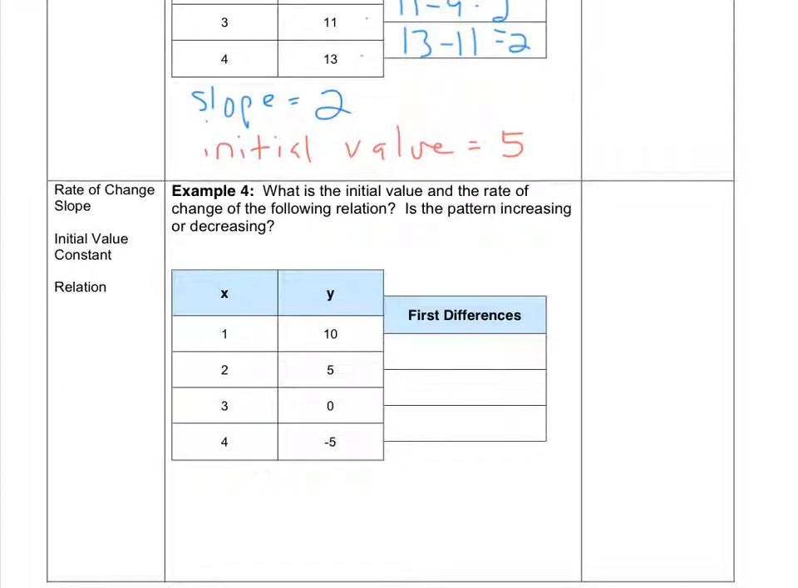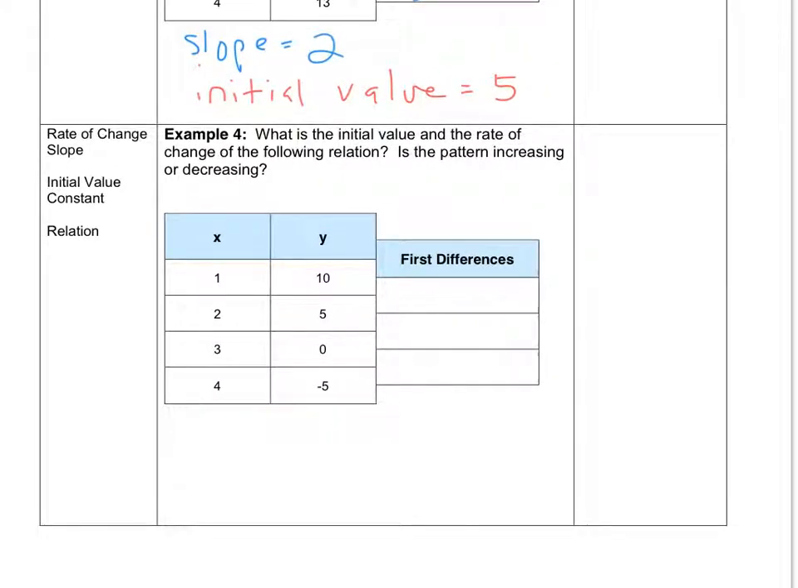In example 4, again I have a table. And if you look, my x values are increasing by 1, and this time my y values are decreasing. So my first differences should be negative. First I'm going to do 5 take away 10, which is minus 5, and then 0 take away 5, which is negative 5, and finally negative 5 take away 0, which is negative 5. I am losing 5 each time, so negative 5 works. And again, because my x values are going up by 1s, my slope is simply negative 5.